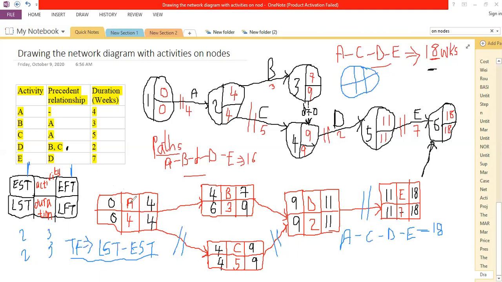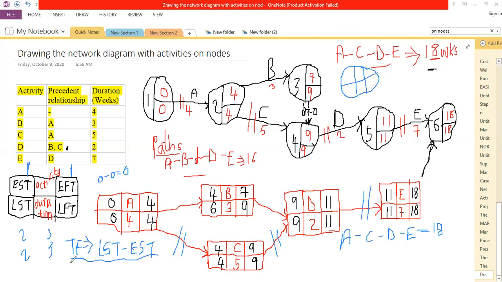Example, activity A has the latest start of 0 minus the earliest start of 0, giving us an amount of 0. And here you are not subtracting the amount of time for the activity. The other method subtracts the duration of the activity, but in this case we are not doing that. We are just taking the latest start time, subtracting the earliest start time.